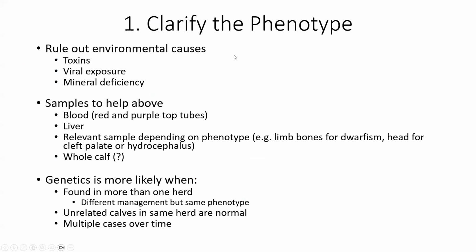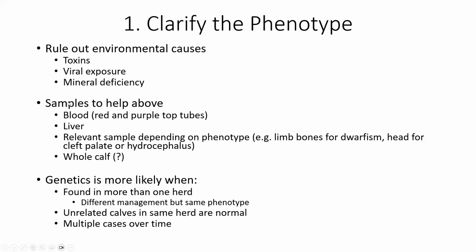So clarifying the phenotype is, like I said, extremely important. And I think at this point, it's often valuable to get a veterinarian involved. I do genetics. I'm not a veterinarian, but veterinarians can rule out environmental causes, so toxins or viral exposures or mineral deficiencies, things like that.